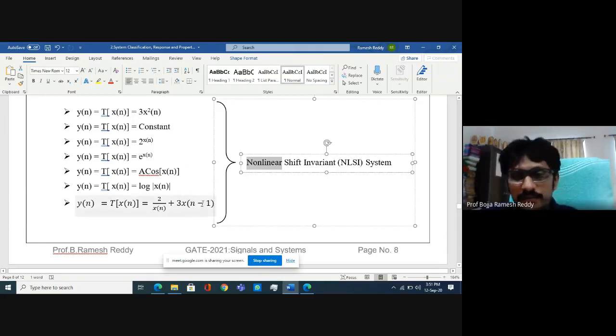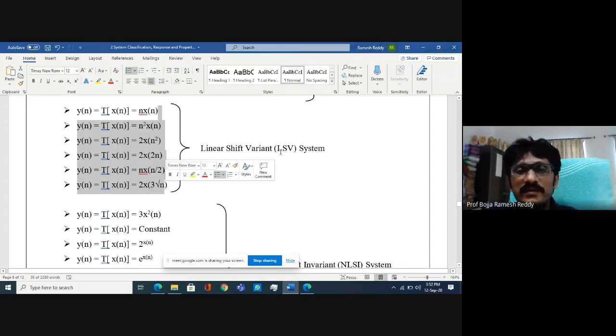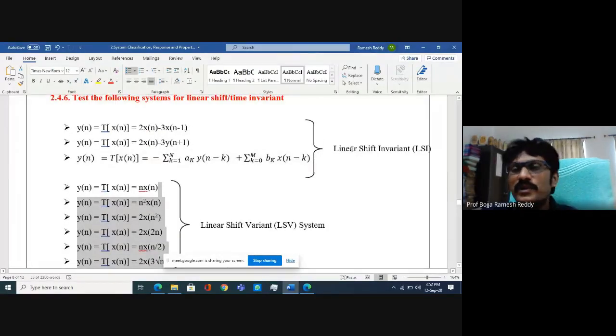All these systems are non-linear, but there is no problem for shift invariance. Here, the major problem is shift invariance. These are shift variant systems, not invariant systems, but no problem for linearity. Here, everything is okay. It is a linear system as well as a shift invariant system.